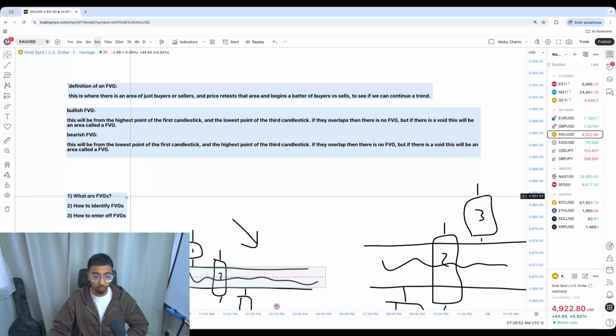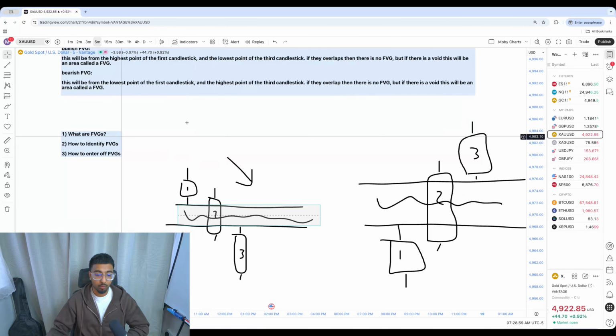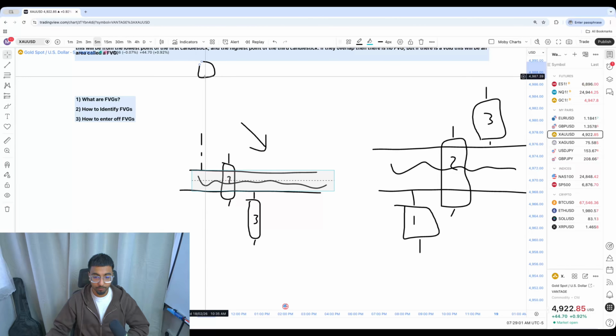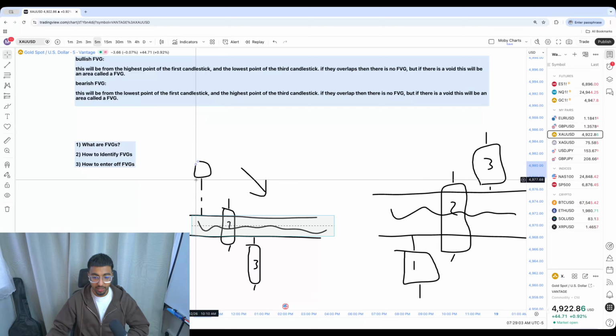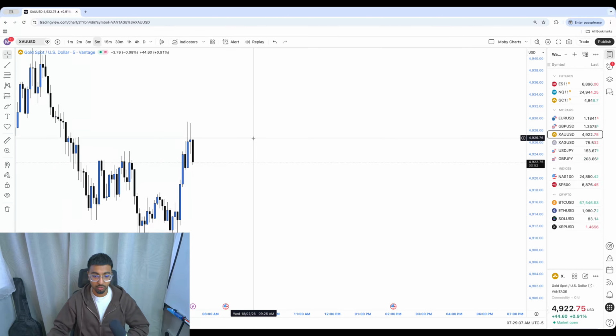Okay, so what are fair value gaps? Check. We got the definition. How to identify fair value gaps? Check. We got that definition. Now let's just quickly go on the charts so that you can actually visibly see it with candlesticks. So I like to look at fair value gaps on the 5-minute chart.